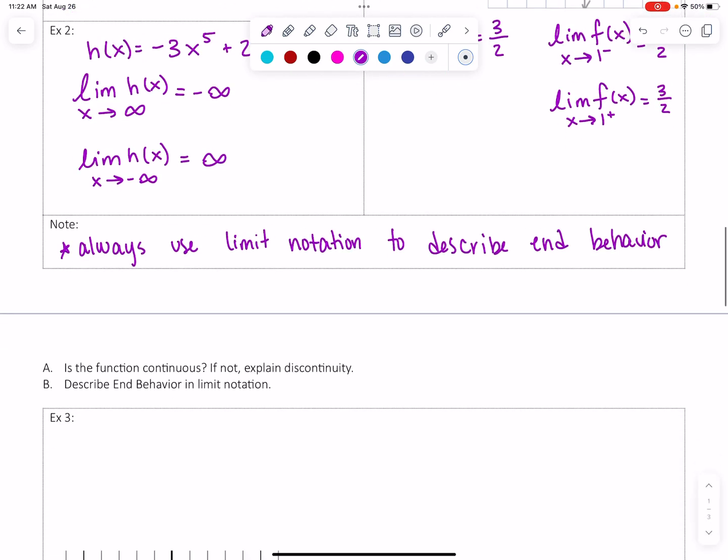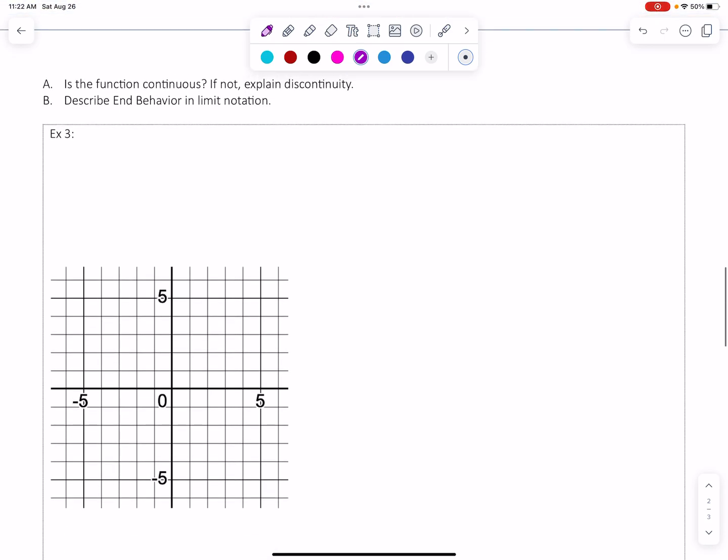All right, so let's dive into a hefty example here, where we're looking for: is the function continuous? If not, we're going to explain the discontinuity, and then we're also going to describe the end behavior in limit notation. So that limit notation is pretty important. Let's use the function f of x. So we're going to say f of x is equal to x plus 3 on the numerator over x squared plus x minus 6.